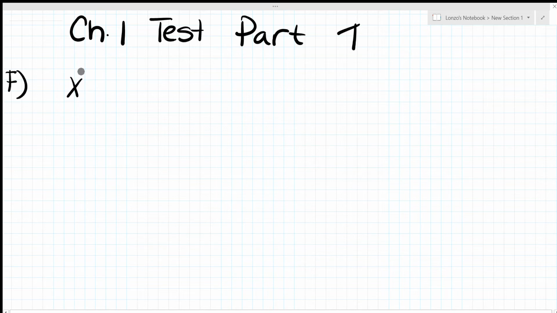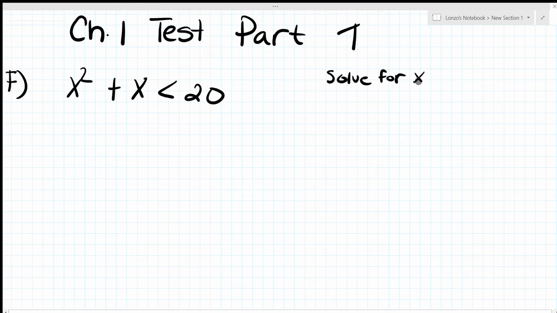So we have x squared plus x is less than 20. You've got to look at this graph. This is not an absolute value. This is what's called a polynomial, right? So if the question says we have to solve for x and graph.